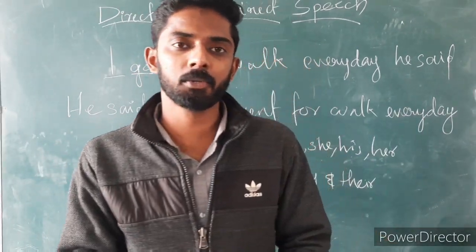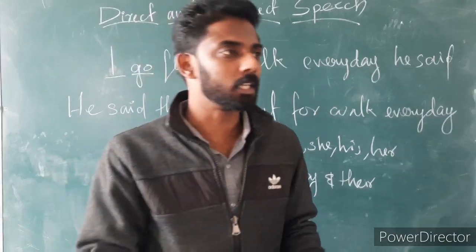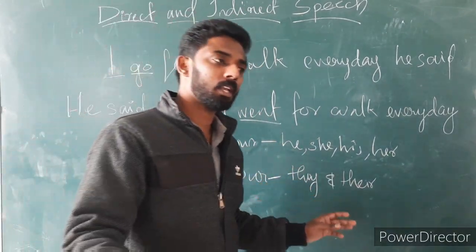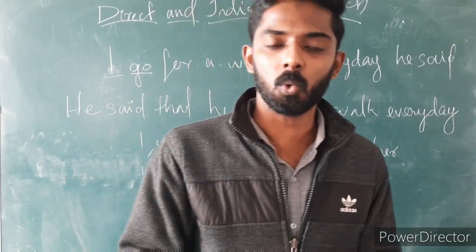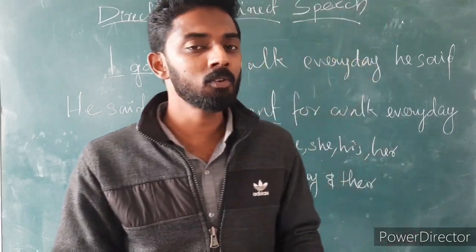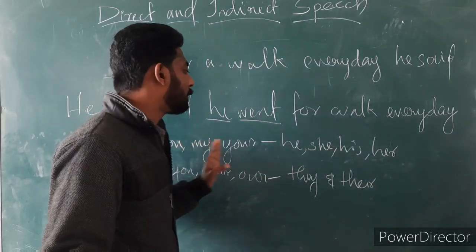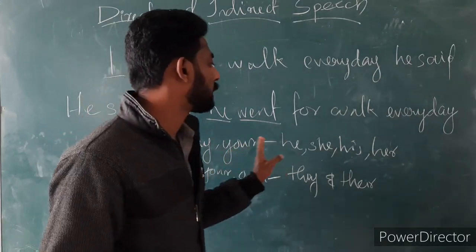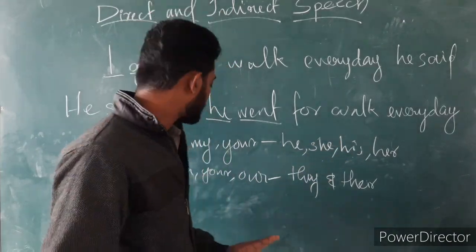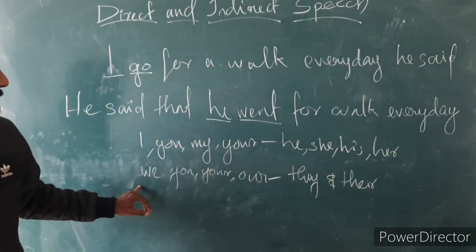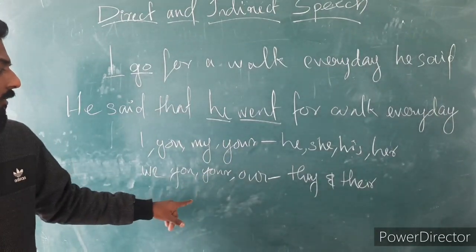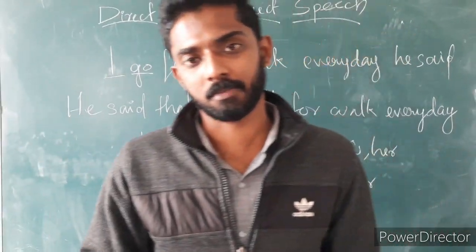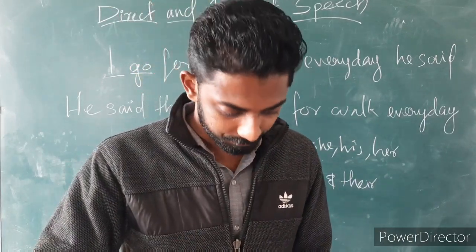When we convert direct into indirect, there will be a change of tense. And the second one, the pronouns or possessive adjectives, will change from one person to another. For example, I will become he, your will become his or her, whatever it is. We will become they, and our will become their. Those kinds of changes will happen in the sentence.